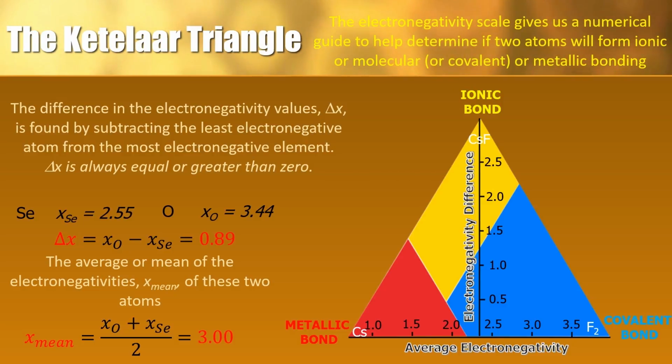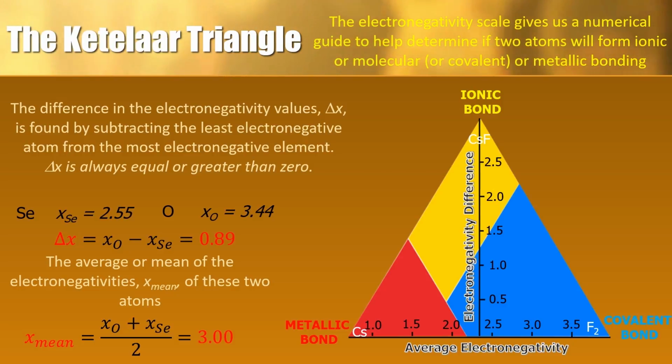Cesium fluoride would be the most extreme example of this bonding and is at the top of the triangle. Nonmetals with very similar electronegativities would be more inclined to share electrons to form covalent bonds. And the extreme example for this bonding is the fluorine-2 molecule on the far right of the triangle. Metals with low electronegativities wouldn't mind releasing electrons into a communal electron cloud to form metallic bonds, and a cesium-cesium system would be the extreme case on the left side of the triangle.